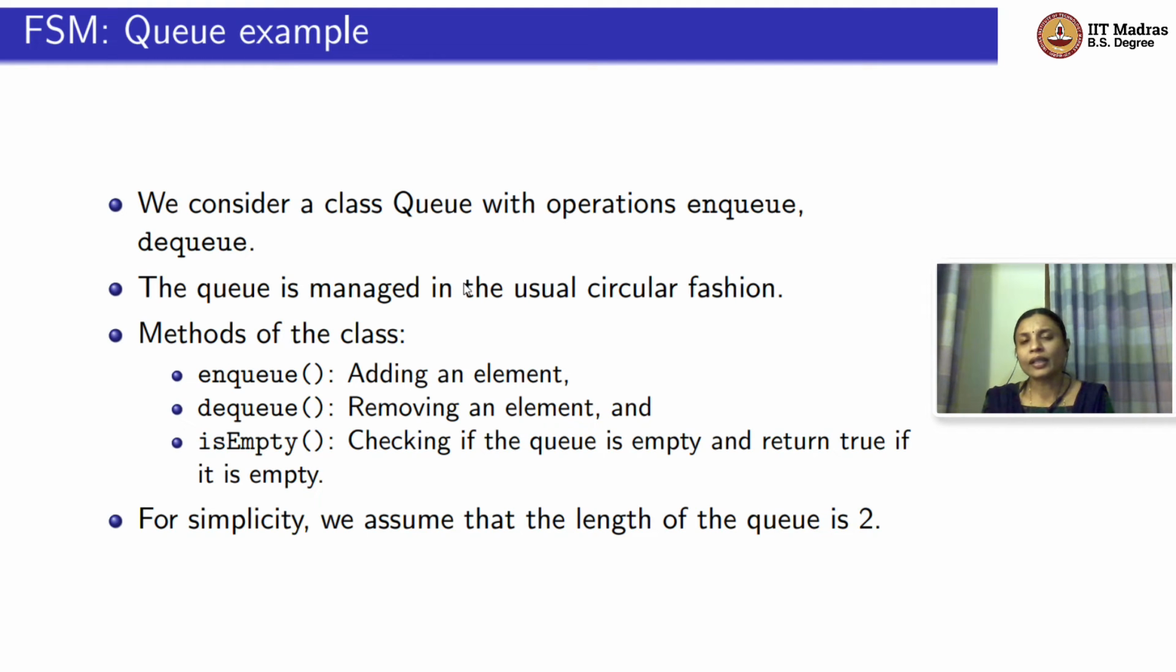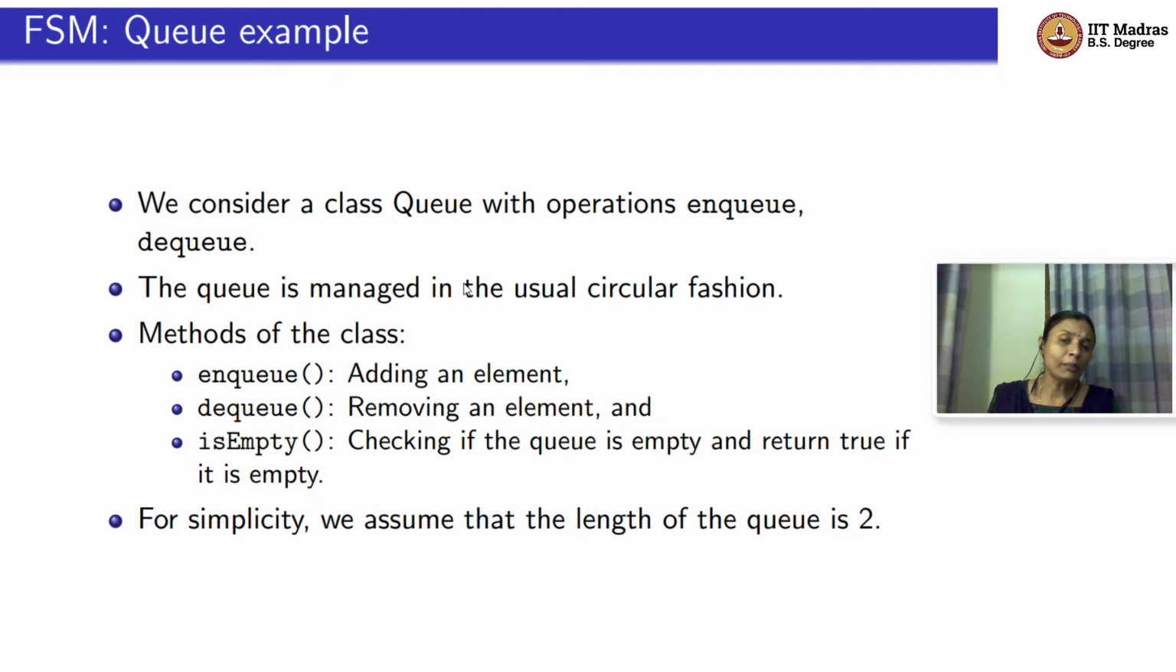Let's consider a class called Q, which has operations like NQ, which is adding to the queue, and DQ, which is removing from the queue. It's a queue, so it follows first in, first out order, and the queue is managed in the usual circular fashion. NQ is used for adding a particular element, and DQ is used for removing an element. And let's say there is one more method in the class which checks whether the queue is empty or not. If the isEmpty method returns true, then you may not be able to dequeue, so it's a useful method to have.